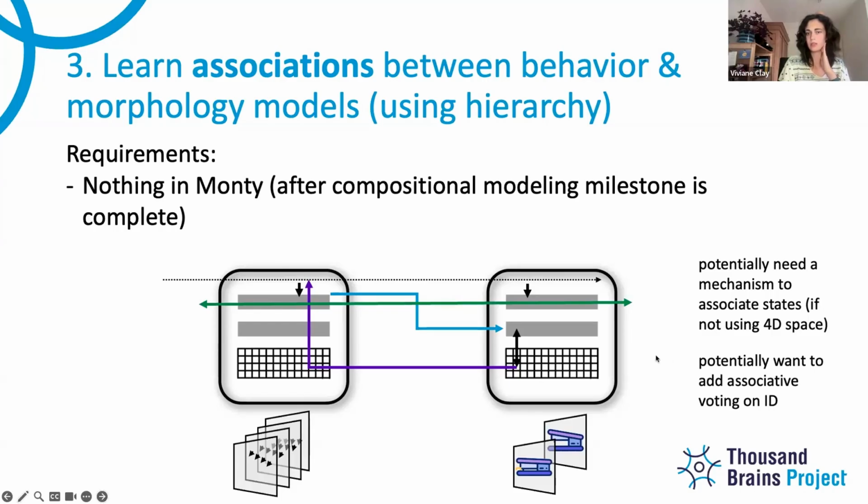Lastly, we potentially want to add associative voting on ID. This is, again, nothing we need to talk about more since we already talked about voting on, not ID, on state. That would be saying, I'm looking at a stapler. That wouldn't tell me where it is, I guess you're saying in general, the stapler has this behavior. It's just a bias, saying, oh, staplers have this behavior, and that would work well with this issue of receptive fields maybe not always being co-located.